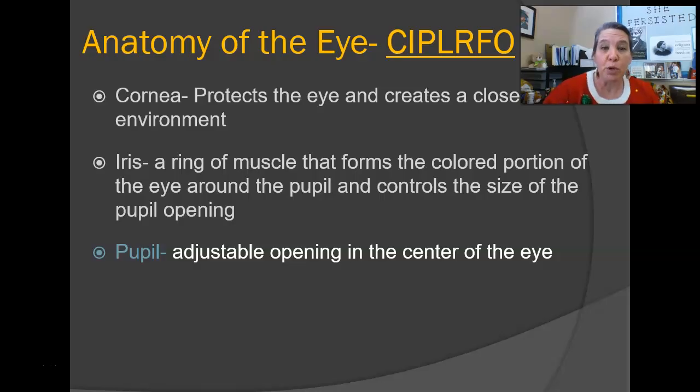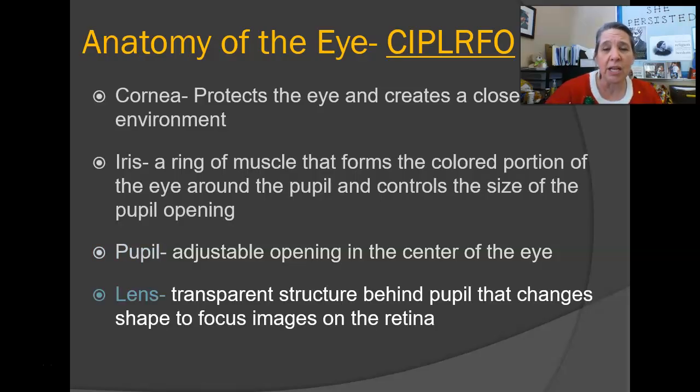The P is for pupil. Okay, the adjustable opening in the center of our eye, we see it as black, the black part of our eye. The L in Cyploropho is for the lens. Okay, the lens is a transparent structure right behind the pupil that changes shape to help focus the image.